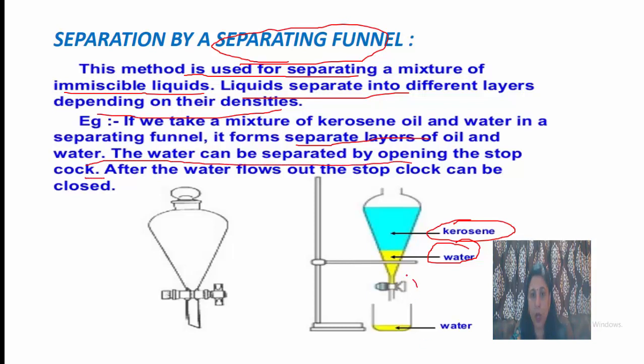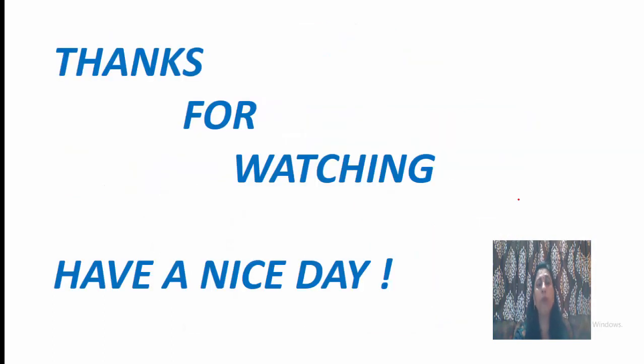Stopcock means this is the stopcock, we open it and first take out the water. When the level reaches here and all the water has come down, we will change the beaker. We will keep another beaker here and bring the oil into it. After the water flows out, the stopcock can be closed, and then again it can be opened and oil can be separated. Clear to all of you?